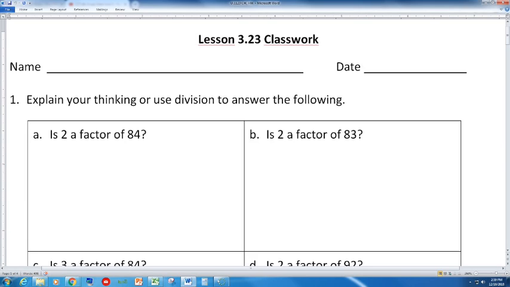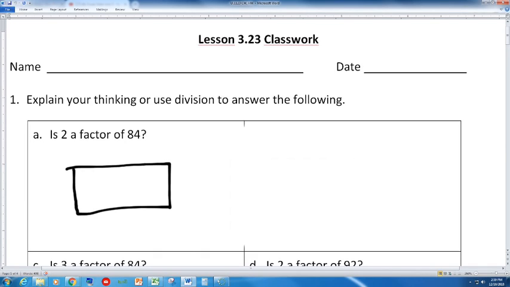Today we're working on factors again, but this time we're going to be using division. Students can use either the dot method or the area model. I will be focusing specifically on area model within this lesson because it's going to be a lot easier for students to do. So let's start off with is 2 a factor of 84.